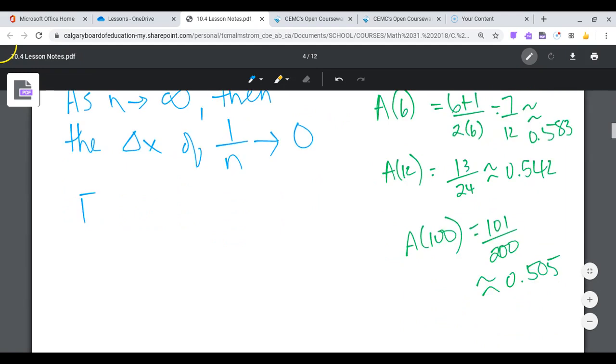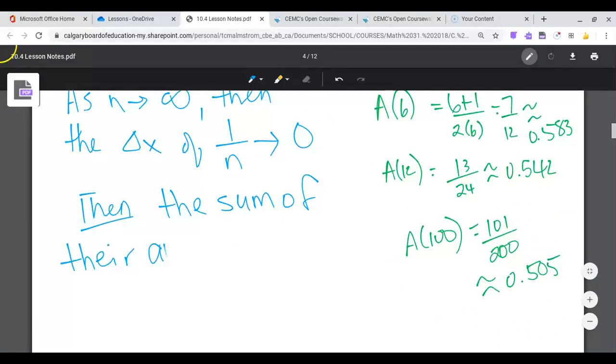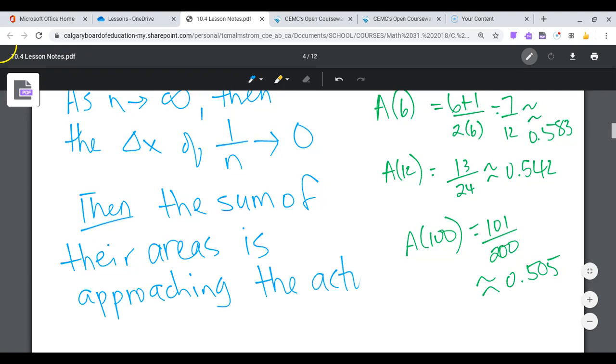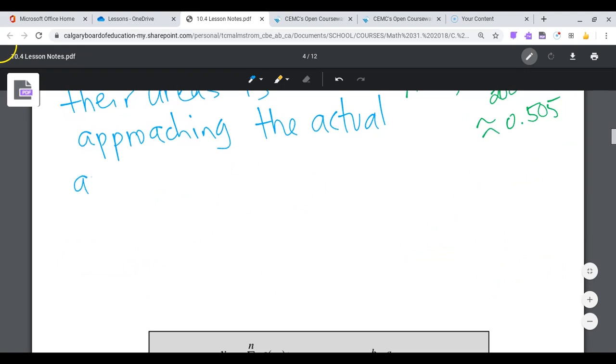Okay, so let's write that out. Then the sum of their areas is approaching the actual area of the region under the curve.